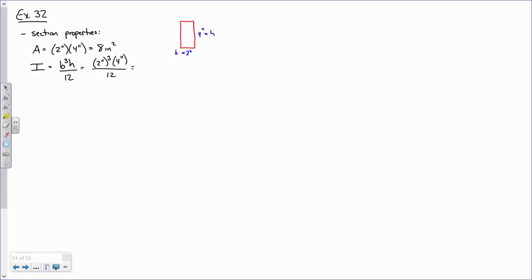So what does this come out to be? First off, it's a moment of inertia, so it's going to be in inches to the fourth. 8/3, or 2.67. All right, so 2.67.